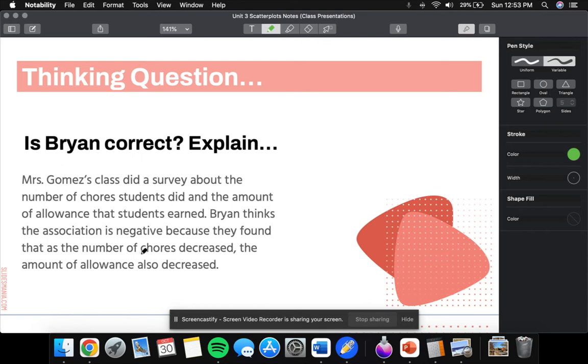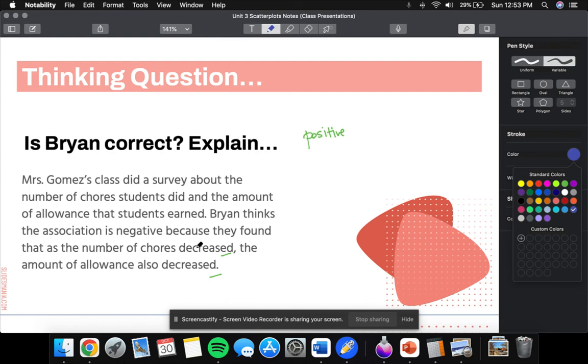Okay, so when I look at this, it tells me what direction to go. It says as the number of chores decreases, the amount of allowance also decreases. Well, these are two negatives, and two negatives go to a positive usually. And so this actually is a positive association. So Brian is not correct.